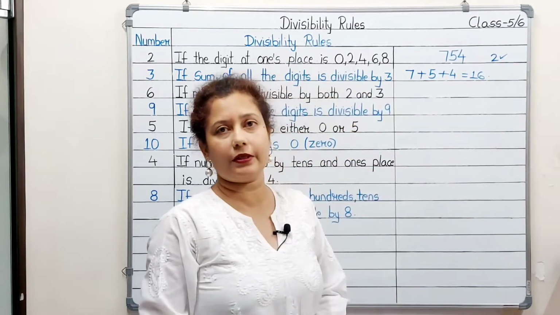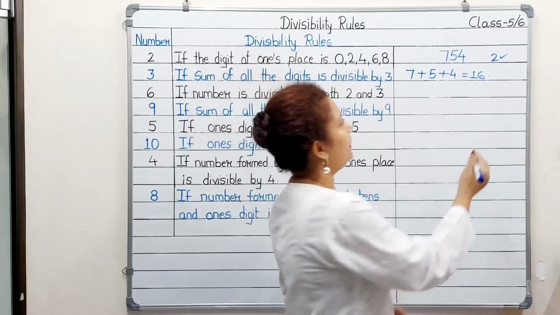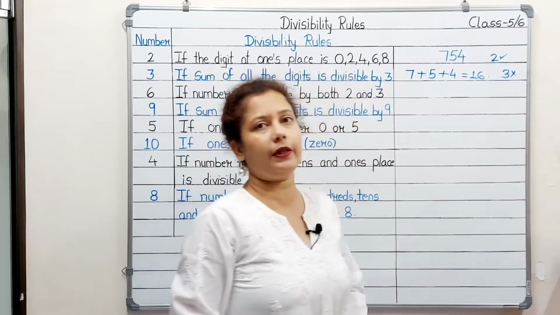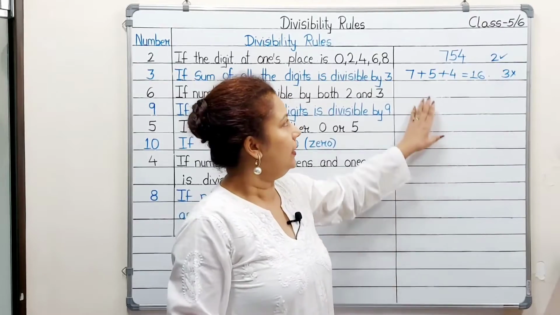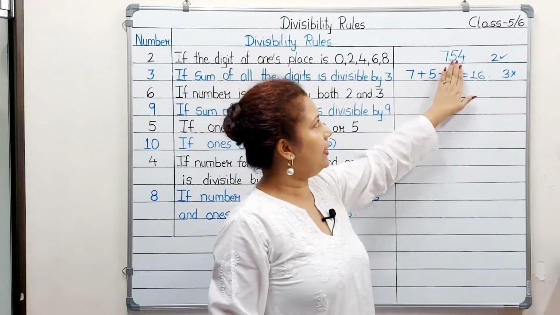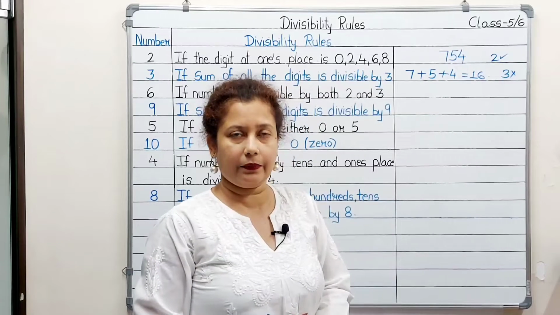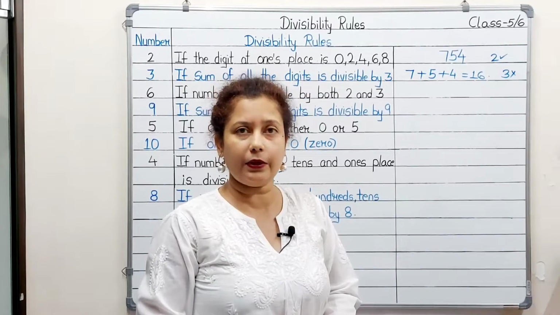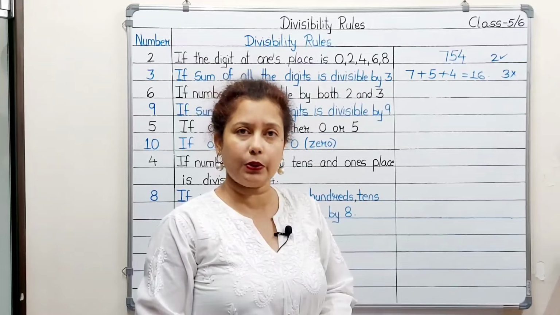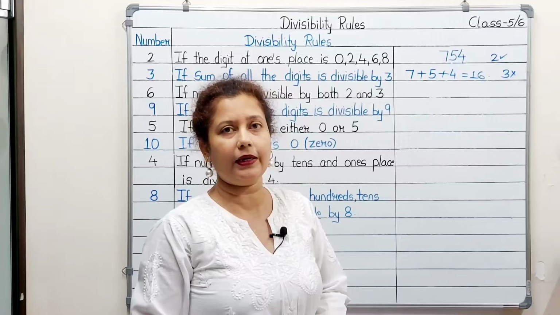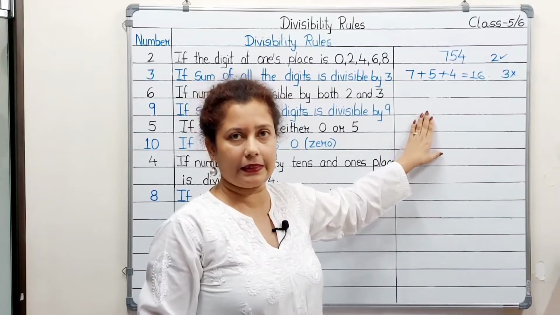16 is not divisible by 3. That means 754 is not divisible by 3. That means the number 754 is not divisible by 6. As I told you, the number should be divisible by both 2 and 3, then only it is divisible by 6. Otherwise, it is not divisible by 6.